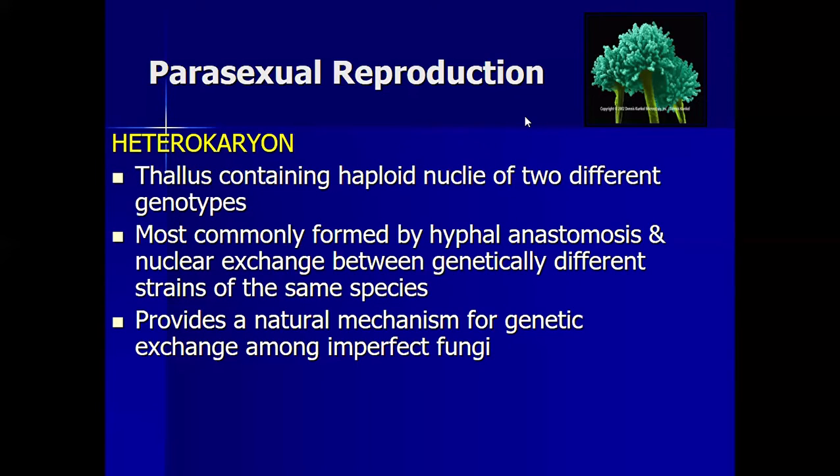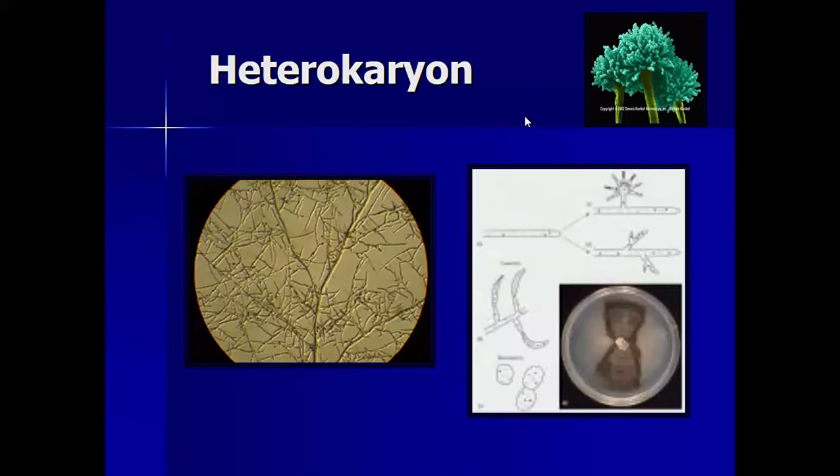Okay. So, this is an example of heterokaryon. Individual hyphal cells just anastomose with each other and exchange genetic materials.